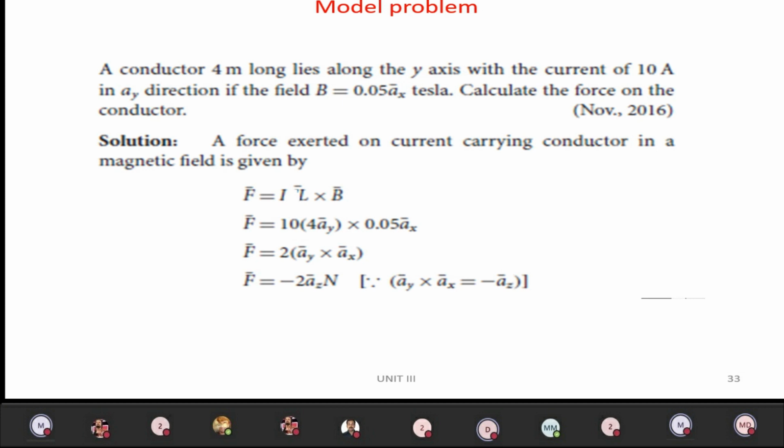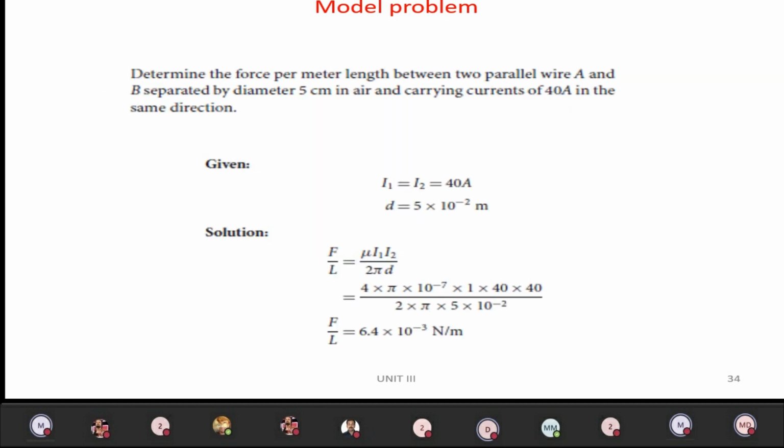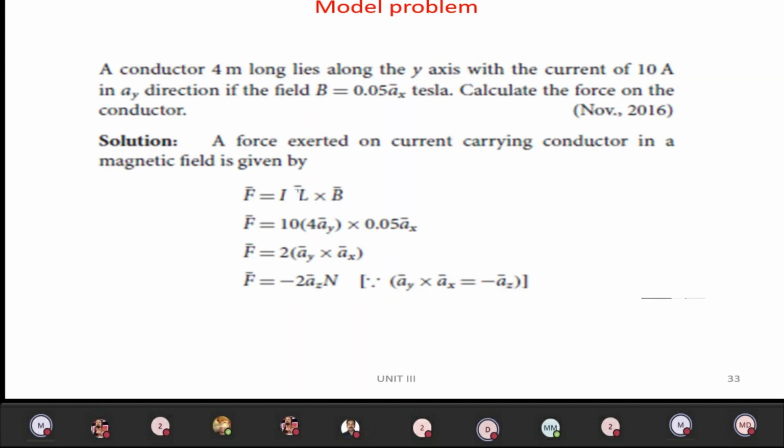The same model problem, along with what we have seen here. Here you can see it will be AY cross AX. Normally AX cross AY is AZ. So if it is AY cross AX, it will be minus AZ.